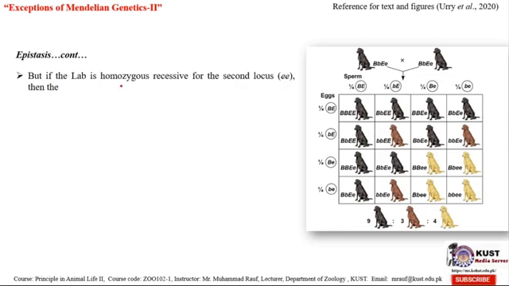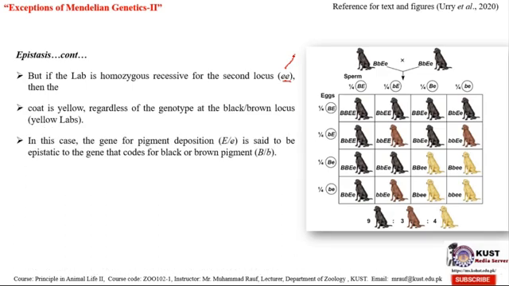But if the lab is homozygous recessive for the second locus, that is E, then it will automatically mean yellow fur color irrespective of what is present at the first locus. So in this case, the gene for pigment deposition is said to be epistatic, or it is controlling. The gene at this locus is controlling the expression of the genes at this locus. Similarly, the genes at this locus are controlling the expression of the genes at this locus.